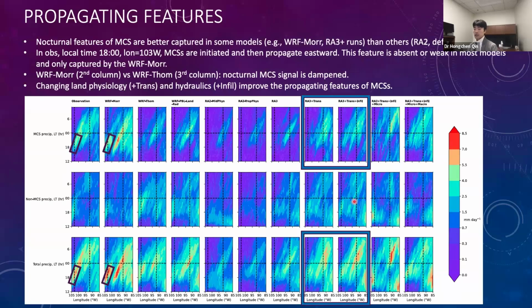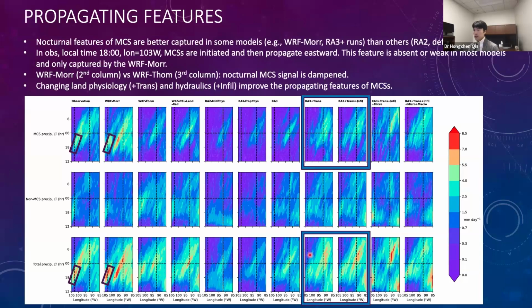We also looked into the propagating features of MCS. This is a Hovmoller diagram. The first row is MCS precipitation, the second row is non-MCS precipitation, and the third row is total precipitation. The first column shows observation, then WRF-Morrison, WRF-Thompson, WRF-PBL, land, radiation, and the rest of the CPM simulations in different columns. The nocturnal features of MCS are better captured in some models than others. In observation, around 6 p.m. local time, at longitude 103 west, the MCS initiates and then propagates eastward. This feature is absent or weak in most of the models and only captured by the WRF-Morrison simulation.